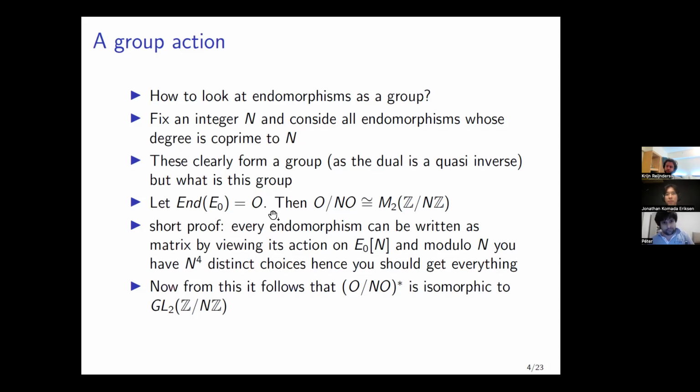So let the endomorphism ring of E0 be O, and then you can view the endomorphism ring modulo n. This is a somewhat folklore result: if you take the endomorphism ring modulo n, you just get 2 times 2 matrices over Z over nZ, so over the residue ring modulo n. This is something that is actually used in KLPT, for example, for prime n, but it's actually true for any n.